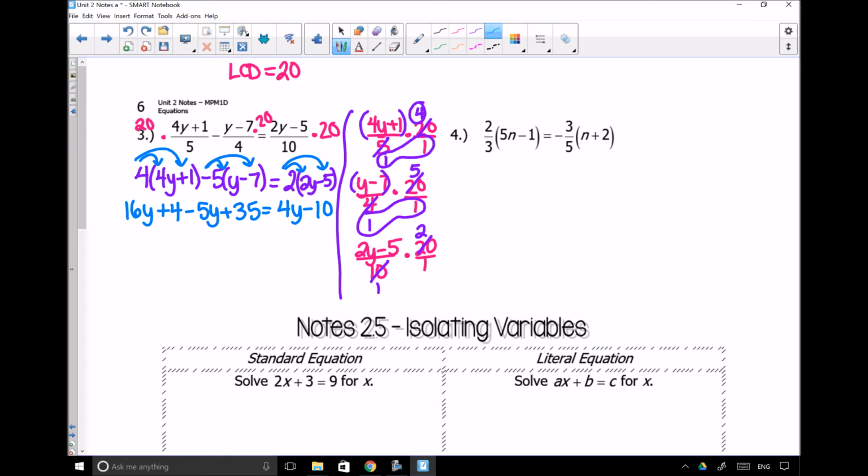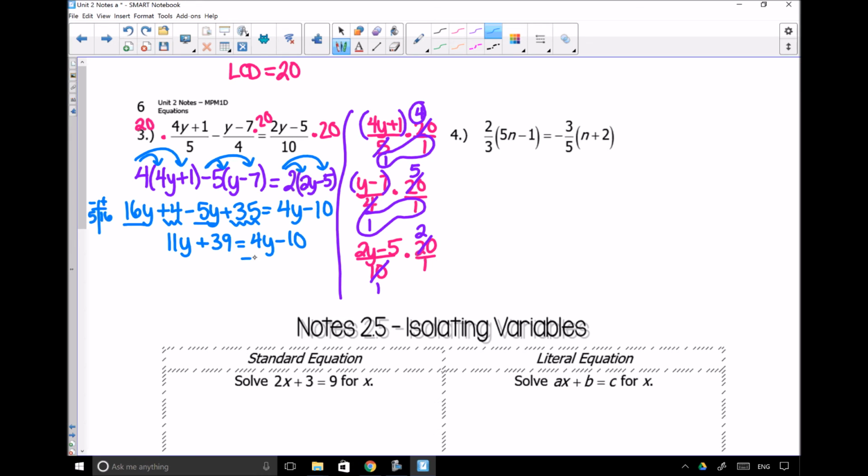Okay, now do I have any like terms? Absolutely. I've got 16y take away 5y. So let's do our scoreboard really quickly. Team positive won the 16 points, team negative won the 5 points, so together that gives me 11y. Okay, and then 4 and 35 can go together and I get 39. Don't combine these with anything over here because this is the other side of your equation. So then I end up getting 4y minus 10. There's nothing else for me to combine together on the right side.